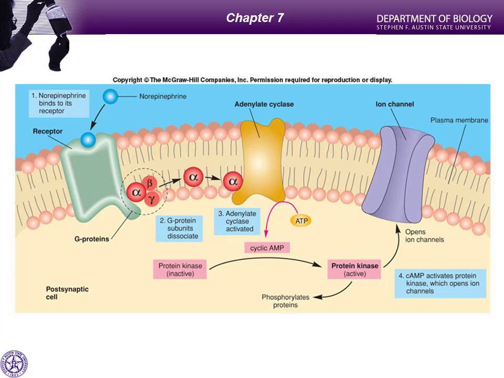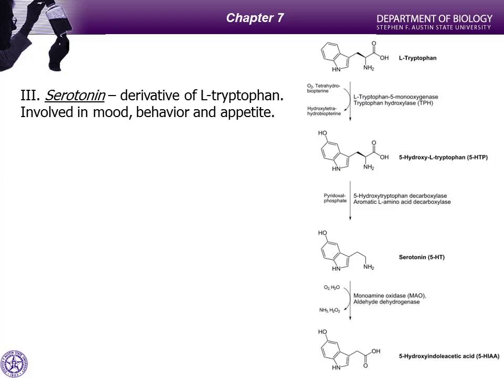Now that's norepinephrine. We'll talk much more about norepinephrine and its functioning when we get to the sympathetic nervous system, part of the autonomic. Serotonin is another type of neurotransmitter. But serotonin is not a derivative of tyrosine. It is a monoamine, but it's a monoamine of tryptophan.